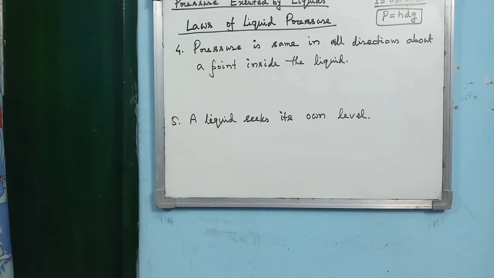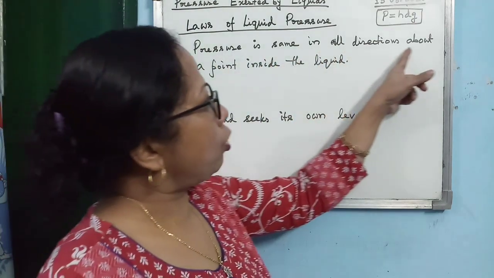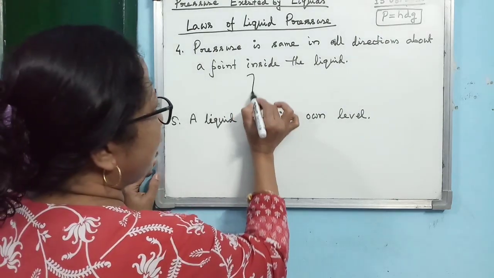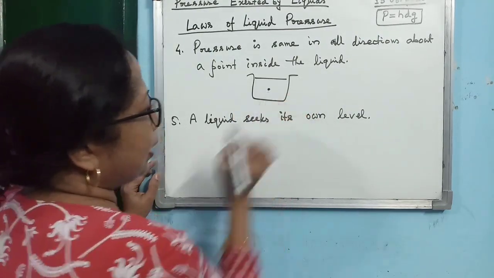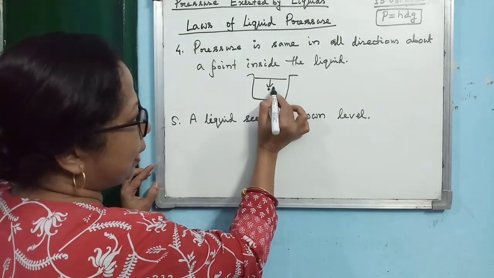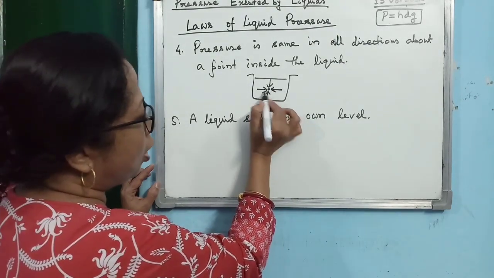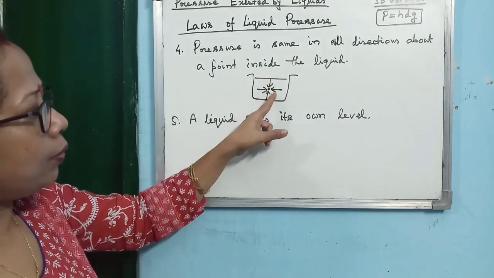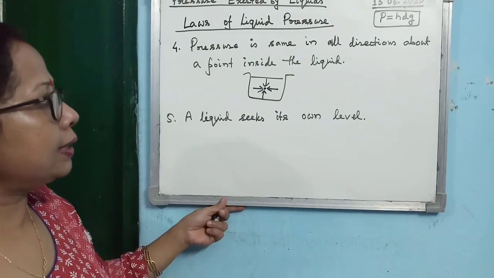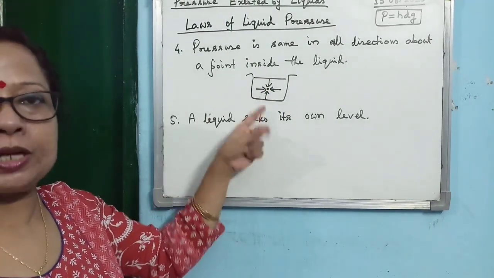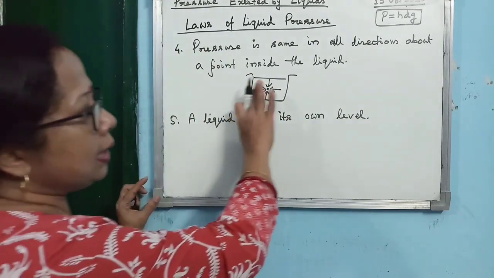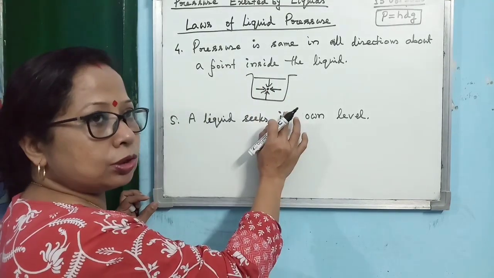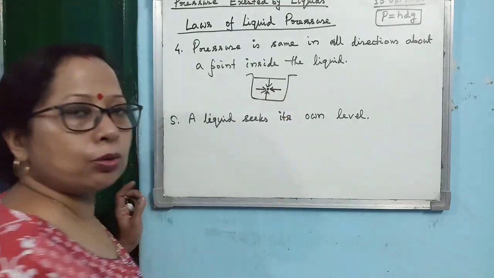Then the fourth law of liquid pressure is that pressure is the same in all directions about a point inside the liquid. What does it mean? If you take a point inside a liquid, then the liquid exerts pressure at that point from all directions. Not only that, from all directions the liquid exerts the same pressure. Don't think that in the downward direction the liquid is exerting more pressure, upward direction the pressure is less, and laterally less. No, it will exert an equal amount of pressure in all directions about that point.